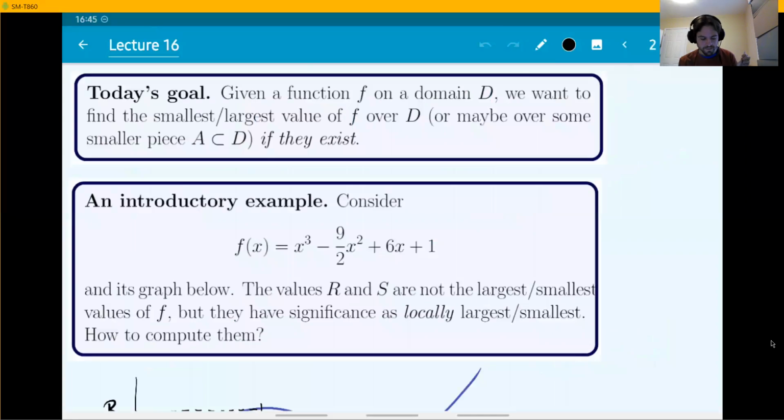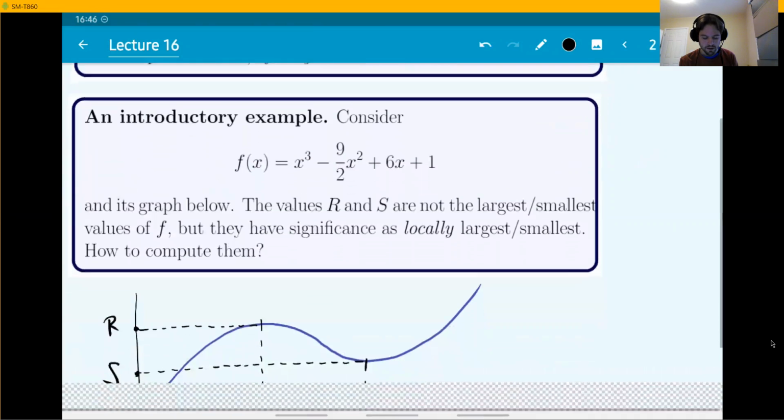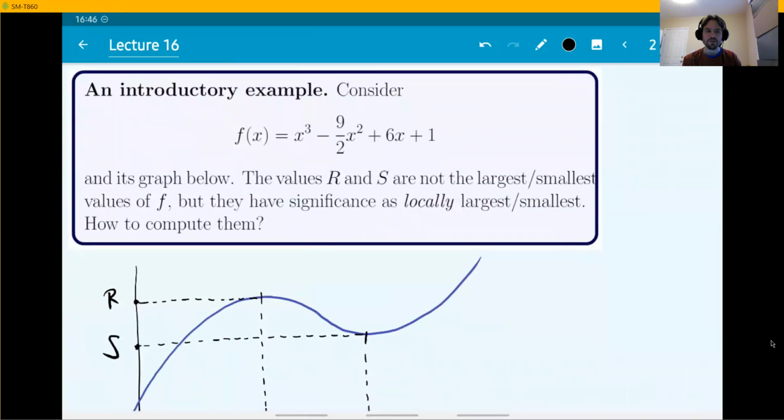So the goal today is, this is one of the most important applications of the derivative. Given a function on a certain domain D, we want to be able to find the smallest or largest value of the function over that domain, or maybe over some smaller piece, if they actually exist, because there are functions that don't assume their largest or smallest value. And even before we do any theory over this, I just wanted to show you an introductory example that's going to illustrate the main idea of today.